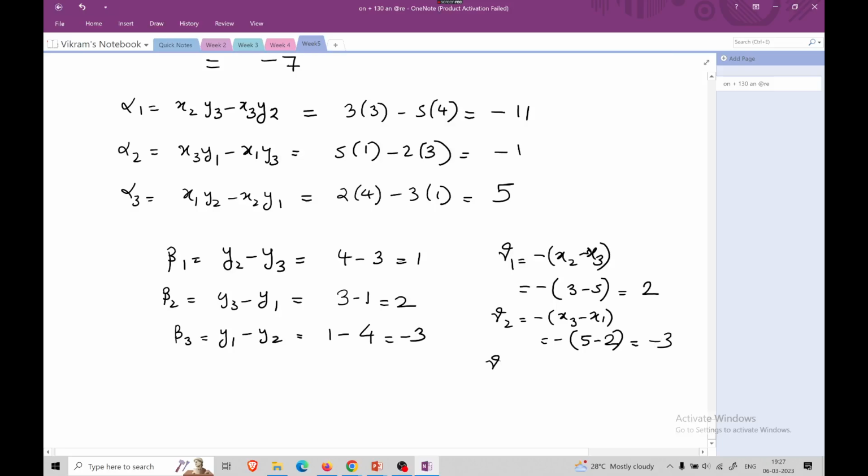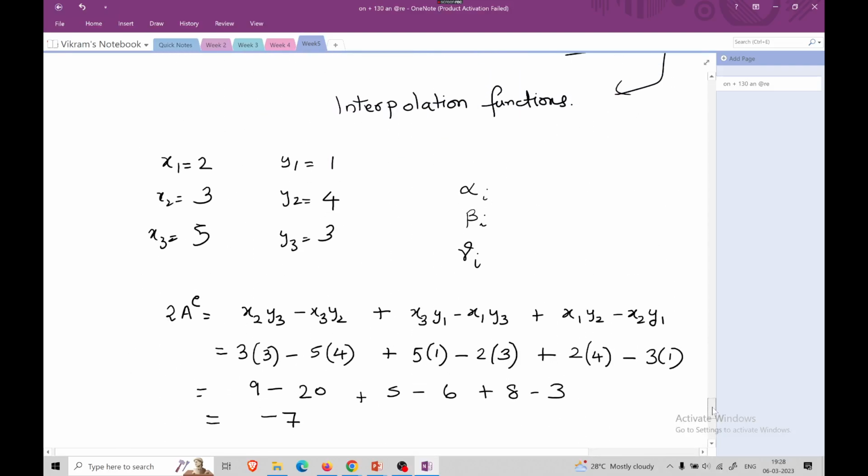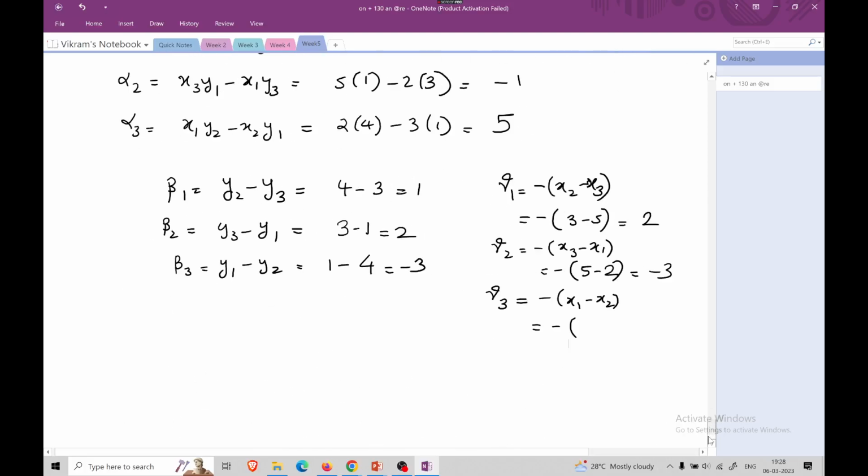Minus 3. Gamma 3 is equal to minus of x1 minus x2, minus of x1, 2 minus 3, 1. So what is psi 1?